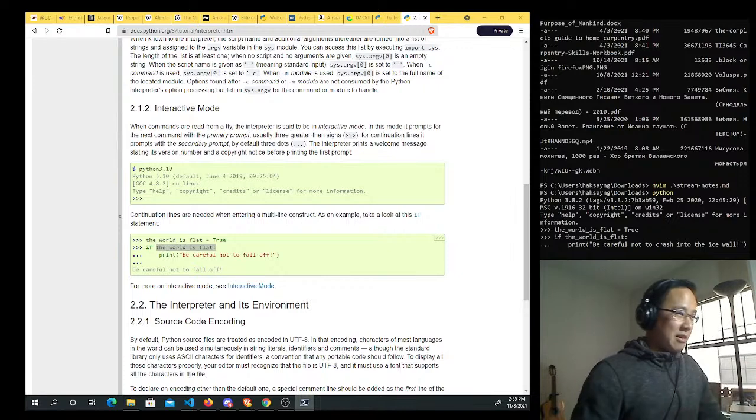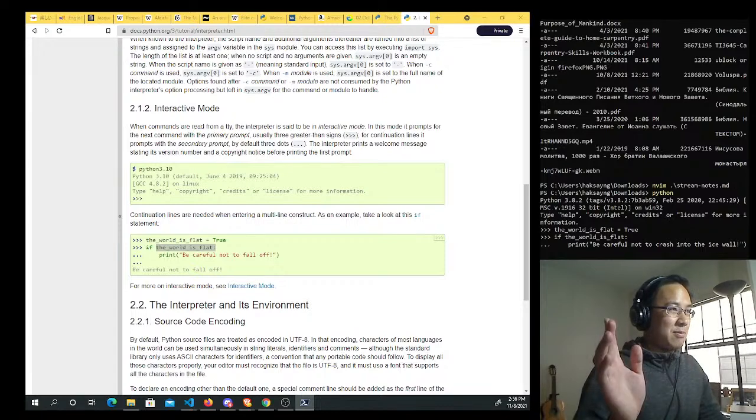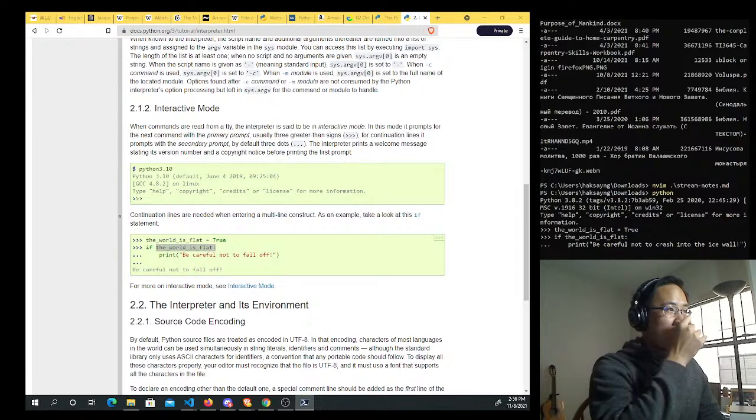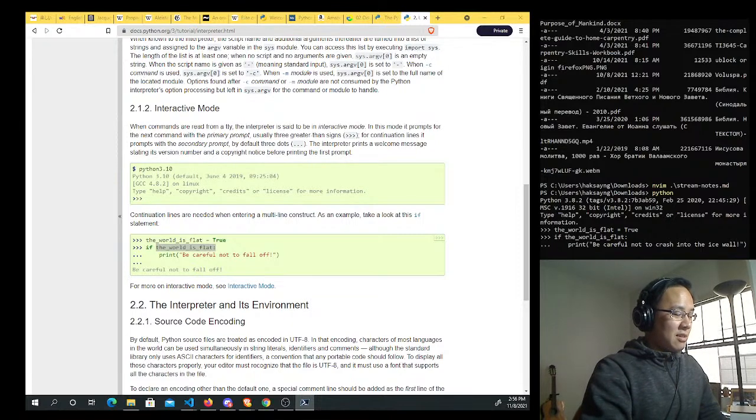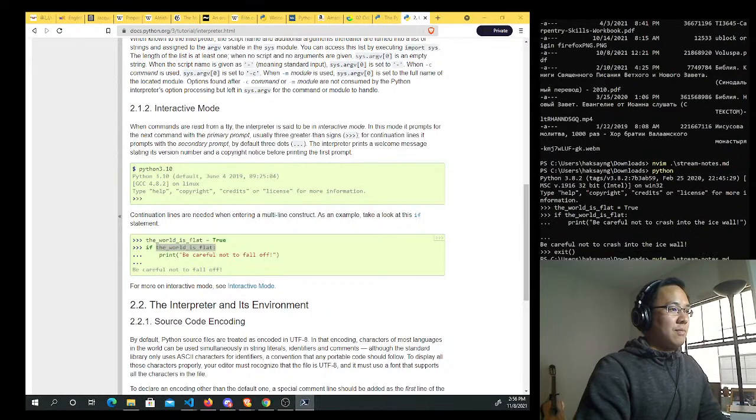Okay, and then what do you think will happen when I press enter? So people, even if you don't have programming experience, Python's pretty reasonable. What will probably happen is it will print the message, and that is indeed what happens.